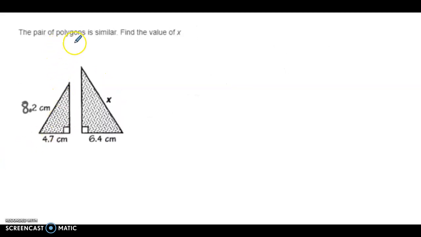A pair of polygons is similar. Find the value of x. Okay, because they're similar, we know their sides are proportional, so we just have to match up the sides. I'm going to go ahead and set up my first fraction. And remember, your first fraction you can set up however you want. I usually like to put x in my first fraction, so I'm going to do x over 6.4. That came from this big triangle.